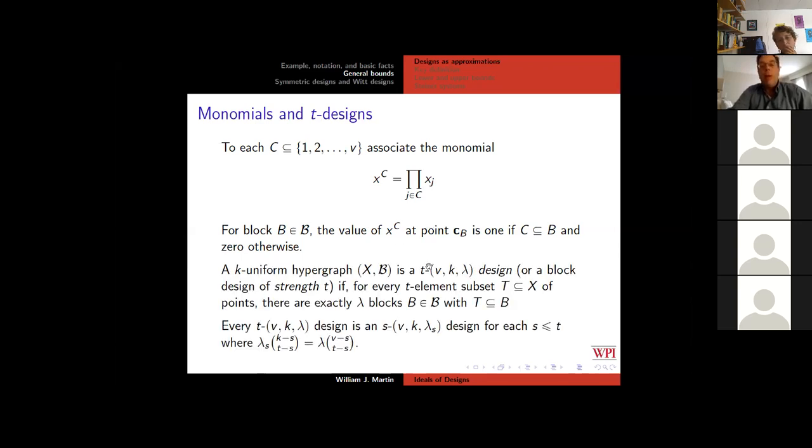A K-uniform hypergraph is called a T design, or a T-(V,K,lambda) design, and we say it has strength T, if every T element subset lies in exactly lambda blocks in script B. So there are exactly lambda blocks that contain T for any T element subset. That's a T design. And it's easy to check that every T design is also an S design, and this lambda S is just lambda times some binomial coefficient divided by another, but I'm going to need you to believe that this kind of identity holds true when I get to the first theorem.